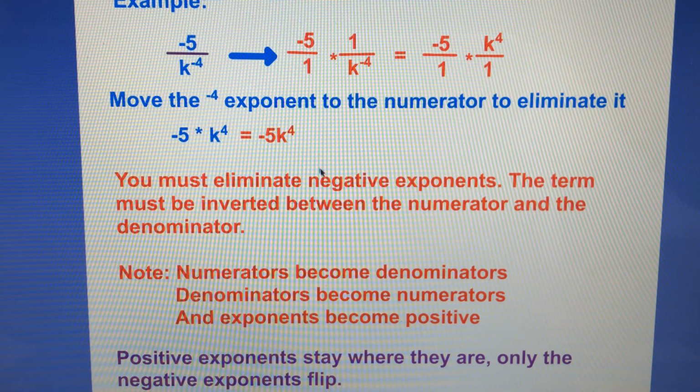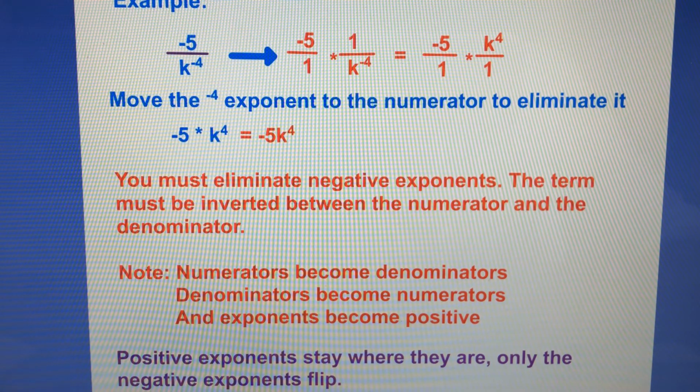You must eliminate negative exponents. The term must be inverted between the numerator and the denominator. Numerators become denominators, denominators become numerators, and exponents become positive. Positive exponents stay where they are. Only the negative exponents flip.